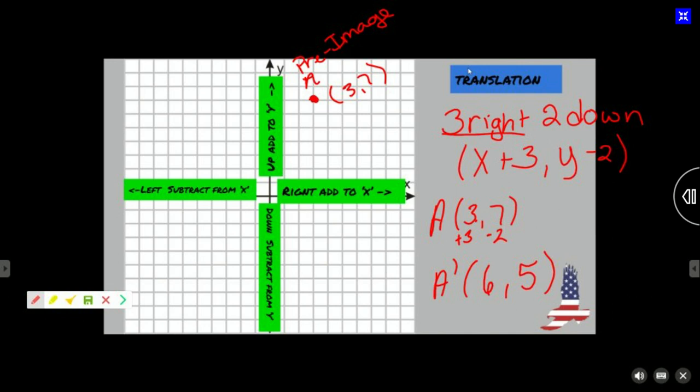Now, what does this little apostrophe say? Y'all hate writing so much. Every time I give you one of these, I don't understand why you don't jump on learning that. That little apostrophe says prime. Instead of writing prime, you can just do that apostrophe. And the apostrophe says prime. So A prime is 6, 5.